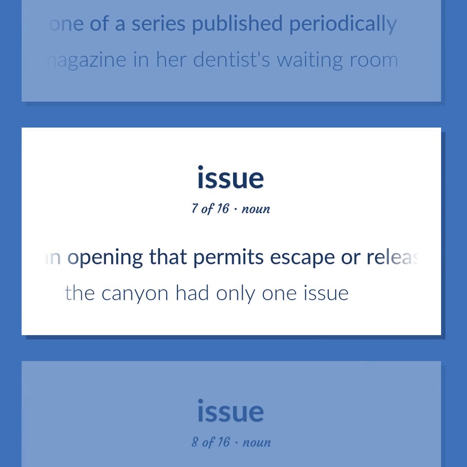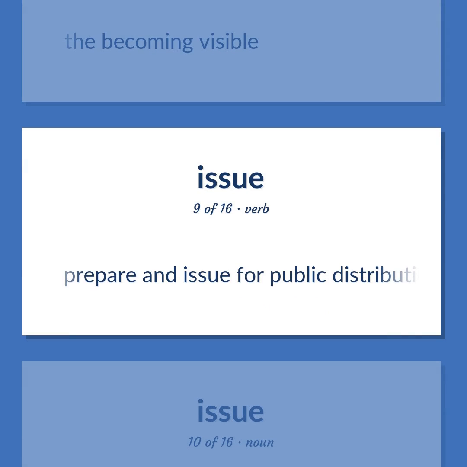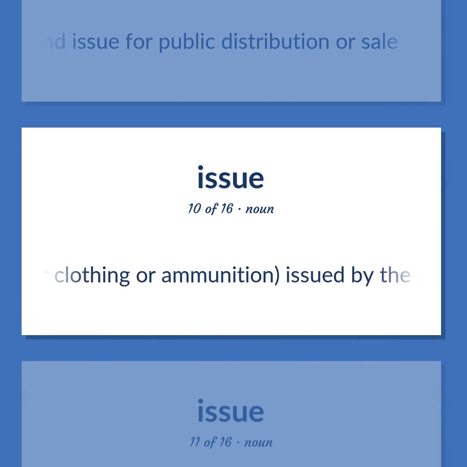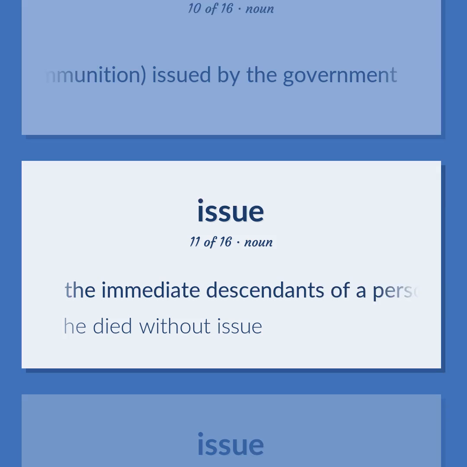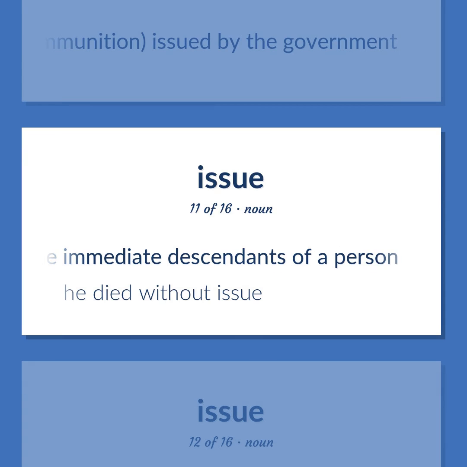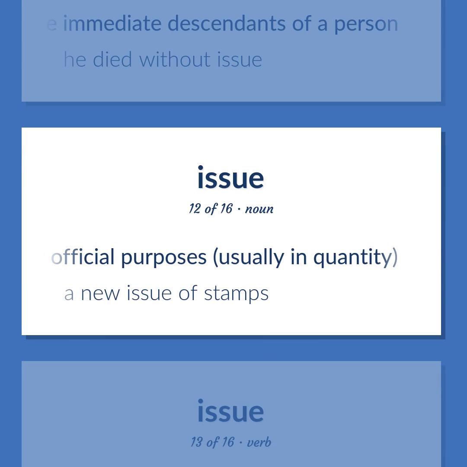An opening that permits escape or release. The canyon had only one issue. The becoming visible. Prepare an issue for public distribution or sale. Supplies, as food or clothing or ammunition, issued by the government. The immediate descendants of a person. He died without issue. The act of providing an item for general use or for official purposes, usually in quantity. A new issue of stamps.